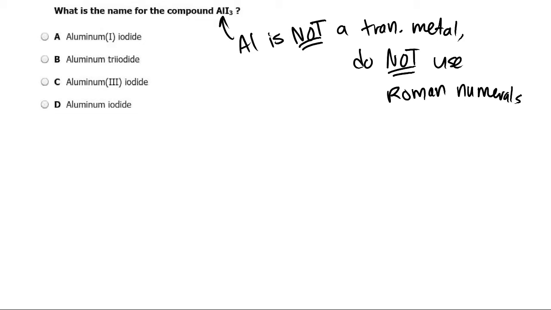Aluminum is always going to be 3+. But since it's not a transition metal, and it's always 3+, it's just aluminum. It's just literally aluminum. No need to put aluminum 3 because it is always 3. You may be tempted to put triiodide for that I3, but it is simply iodide.